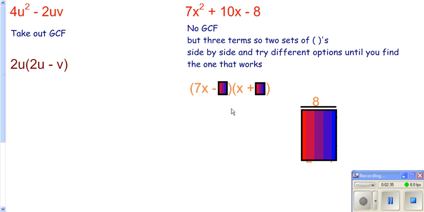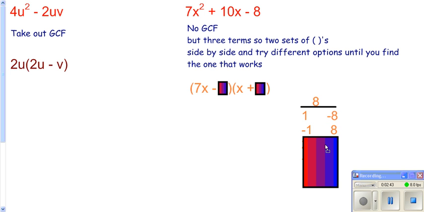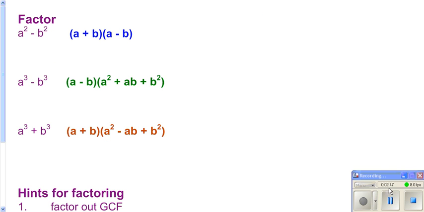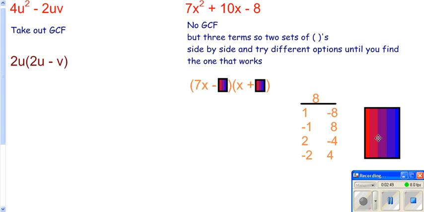Now, we do have options for how to get this 8 at the end. The 8 at the end is a negative 8. That can come from a 1 and a negative 8, negative 1 and an 8, and a 2 and a negative 4. And, sorry about that. And then here's your other one.